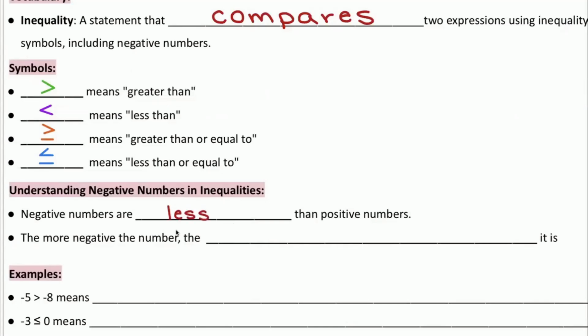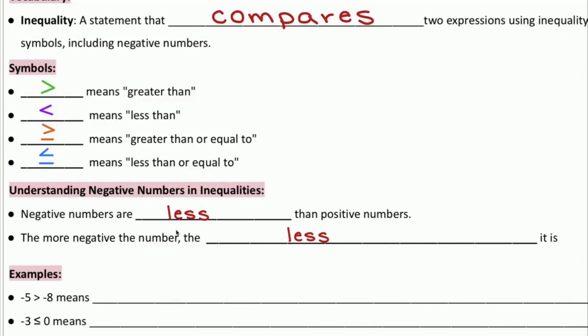Negative numbers are less than positive numbers. The more negative a number is, the less it is. Sometimes it helps if you think about it like owing money. Would you rather owe someone $1 or would you rather owe someone $10? Well, if you owe someone $10, negative 10, that's less than negative 1. All right, let's look at the examples at the bottom of our notes.